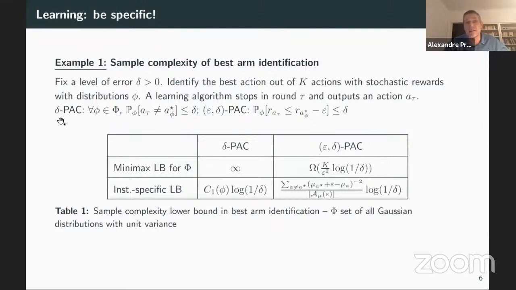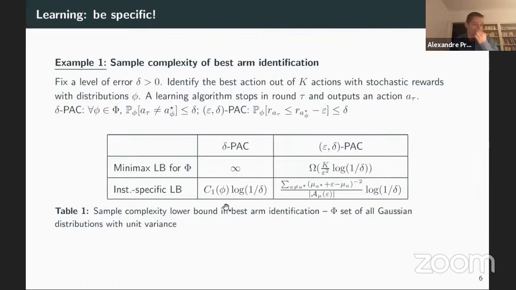And in this round, you output an action A tau that you believe is optimal. So you can try to be delta PAC, in the sense that the probability of making an error is smaller than delta for a given confidence delta. Or you can be epsilon-delta PAC, meaning that your algorithm returns an epsilon-optimal arm or action with probability bigger than 1 minus delta. So here is the table of the minimax lower bound, the fundamental limits in the minimax sense and the instance specific sense, for delta PAC and epsilon-delta PAC algorithms. And so you see, even for delta PAC, there is no minimax lower bound. Actually, it's not possible to have a delta PAC algorithm in the minimax sense, whatever the model is. On the other hand, it's possible to have an epsilon-delta PAC algorithm in the minimax sense.